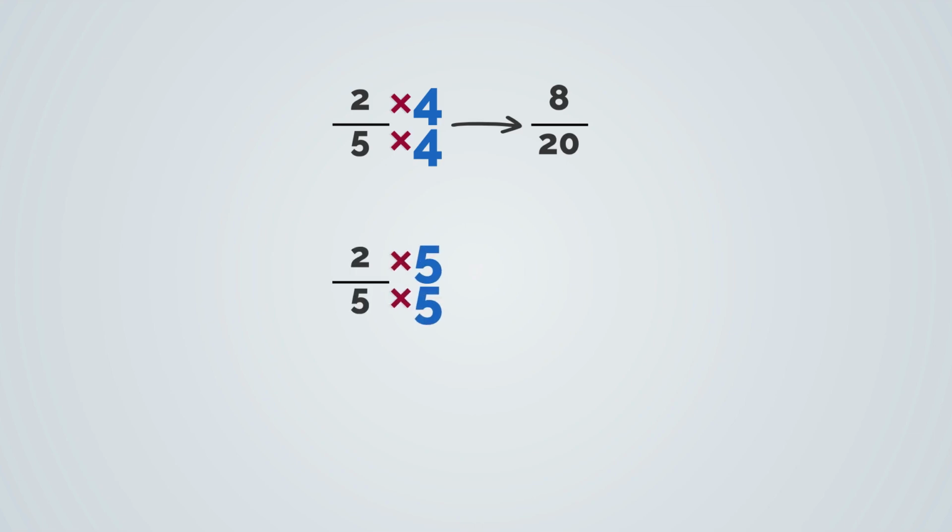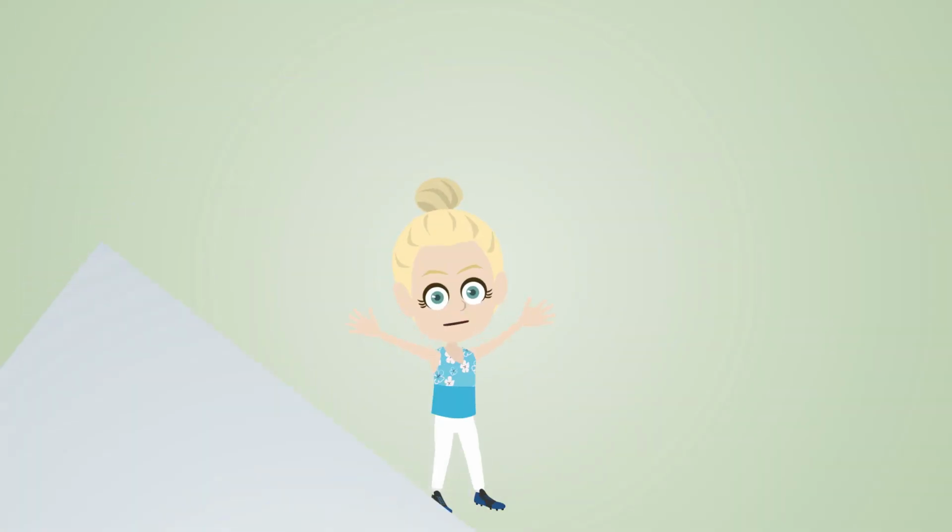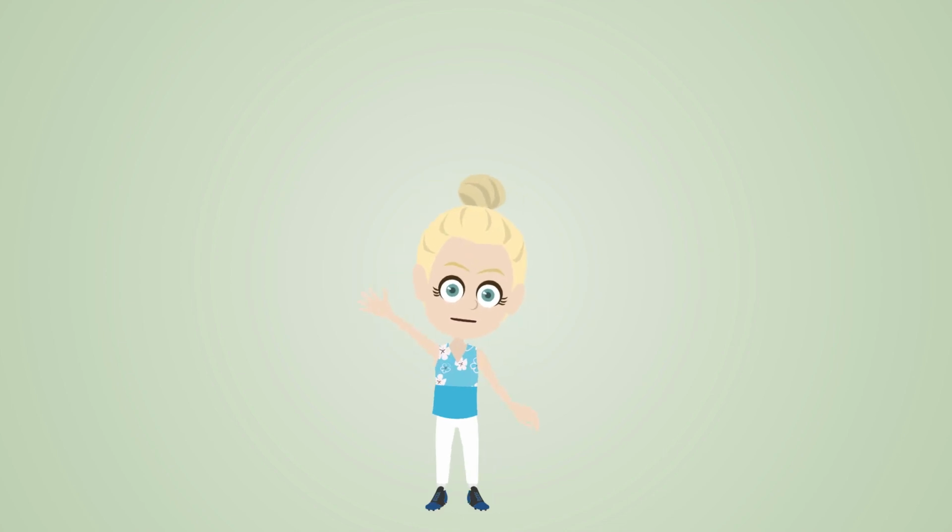You could use a factor of 4 to get 8 over 20 as an equivalent fraction. And you could use a factor of 5 to get 10 over 25 as an equivalent fraction for 2 over 5. Now, it's your turn to use the math power to find the equivalent fraction by yourself.